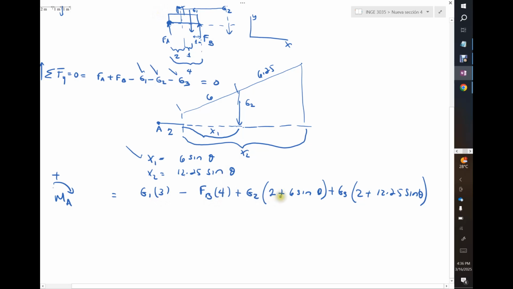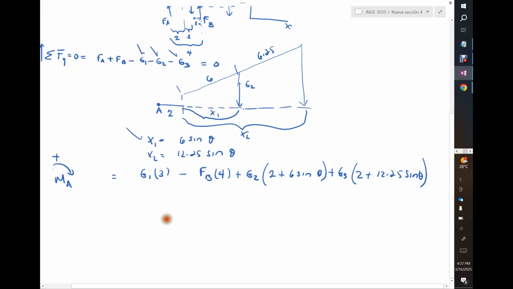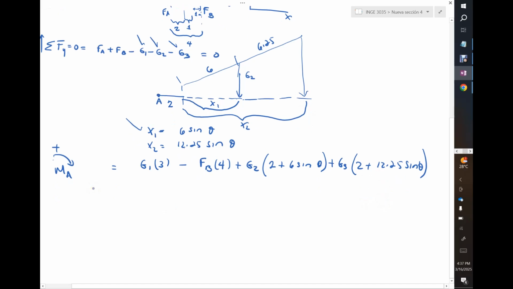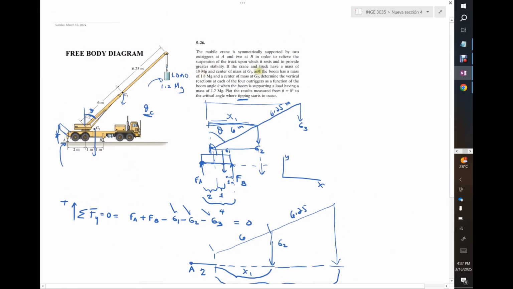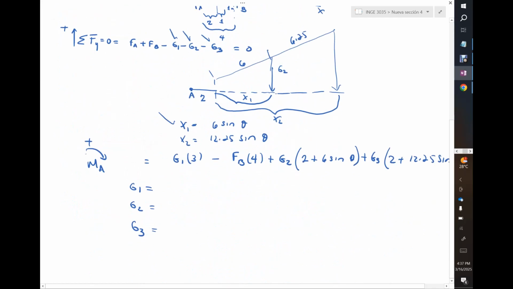And so basically what is left is G2 times the length of the arm here, as shown here, perpendicular to A, and so this one here as well, which is G3, and we got everything there, except that we need to know what G1, G2, and G3 are. But they are well defined within the text of the problem, and the text says the total mass of the truck is 18 megagrams, so that would be 18 times 10 to the 6 grams divided by 1000.